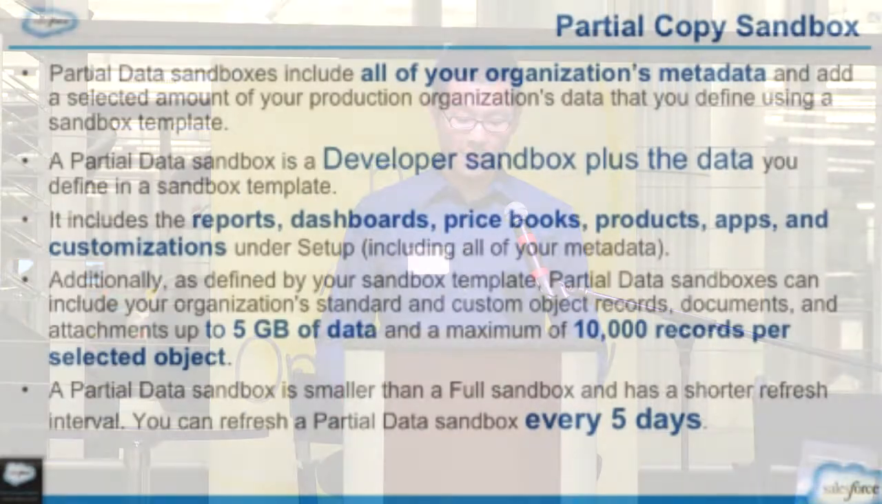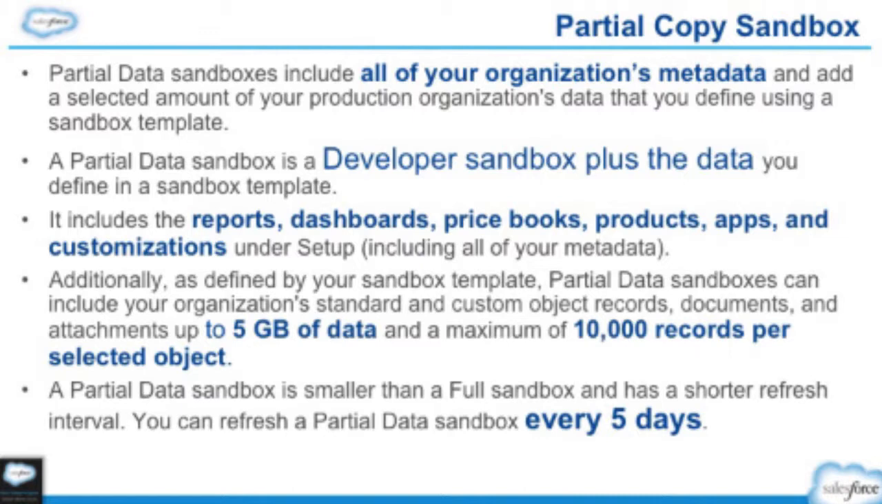So from an organizational perspective, for your admins and your developers who troubleshoot problems all the time, partial copy sandboxes are actually really, really helpful. Previously, if you wanted to get a significant amount of data into your sandbox, I remember when I first started, you basically had a full sandbox and that was your only option. But now with partial copy sandboxes, you get your full organization's metadata, which means your configurations. You get data included for up to 10,000 records per selected object, so it's not 10,000 records total, but rather 10,000 per object, which is really quite a lot for you to work with to troubleshoot or to develop.